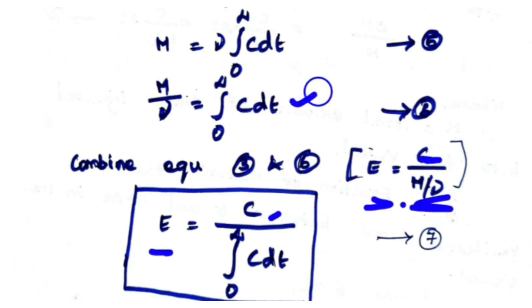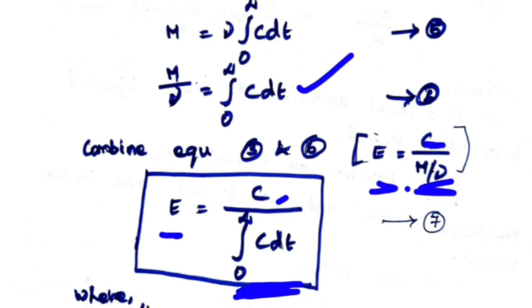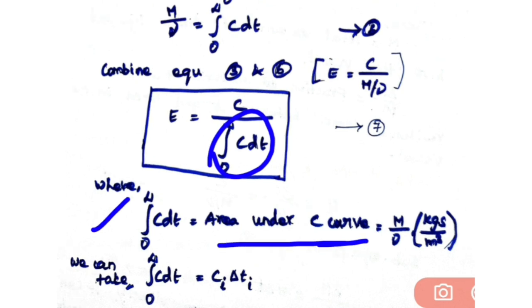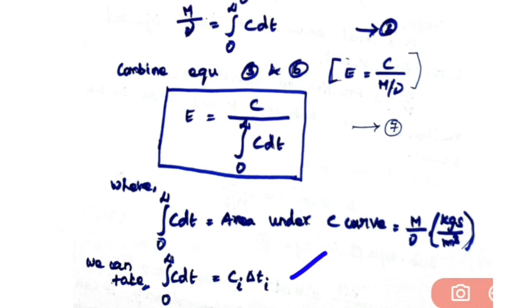So M by nu is nothing but integration of 0 to infinity C dt. Here, integration of 0 to infinity C dt is the area under your C curve. The C curve is nothing but the graph obtained between time and tracer concentration at the outlet. You can numerically calculate it as integral of 0 to infinity C dt equal to summation of Ci into del Ti.